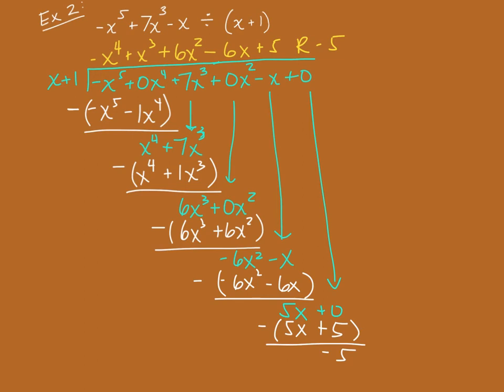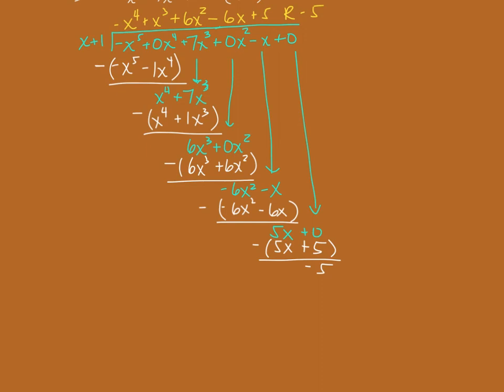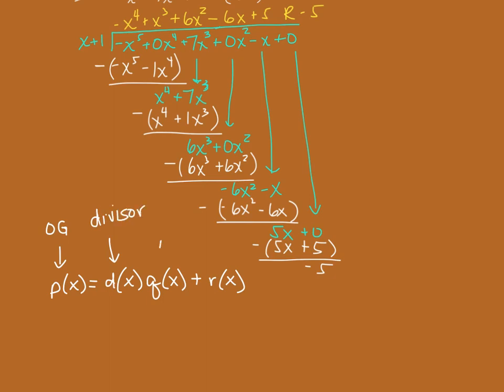And then I want to write our final answer as a multiplication problem. Here's how I'm going to write my final answer. I'm going to write p of x, the original polynomial, equals d of x, our divisor, times q of x, our quotient, plus our remainder. So this is the original polynomial, OG. This is the divisor, what you're dividing by. This is the quotient. The quotient is your answer. And then this guy is the remainder.